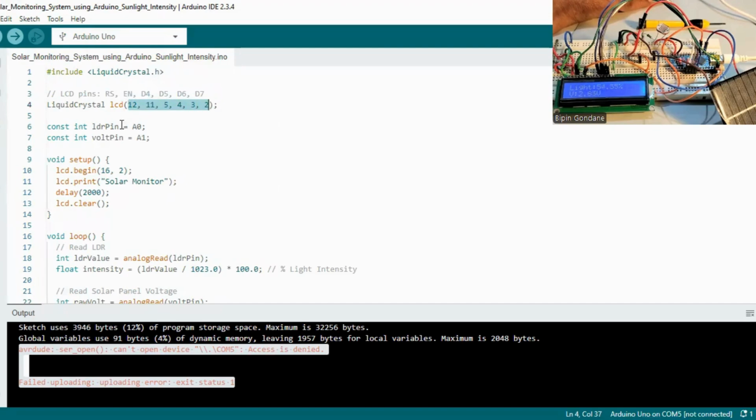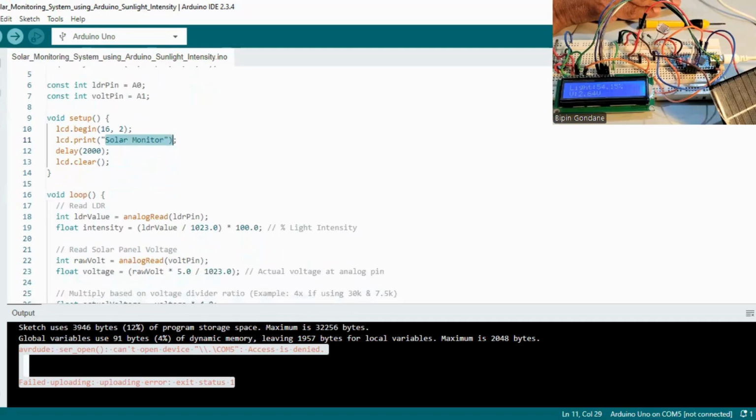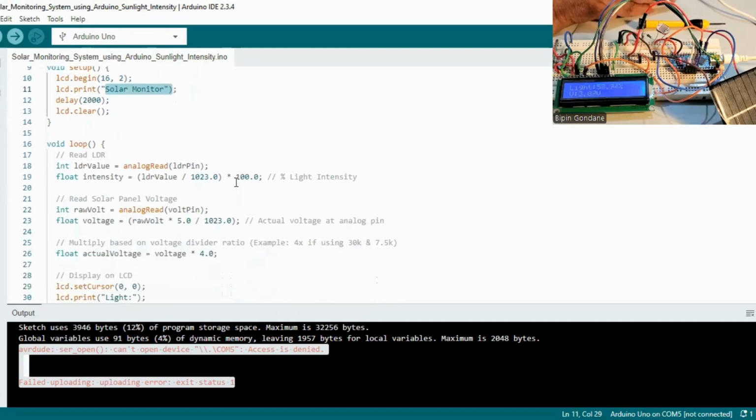Okay. So these are the two pins, that is LDR. We are connecting it to A0, this pin, and the voltage pin is A1. Okay. Then we set up the 16:2 LCD, and when you switch it on, it will show Solar Monitor on the screen. That is, we are just giving the commands to this. Analog read pin, because both the things are connected to analog. Please remember, you have to be very careful.